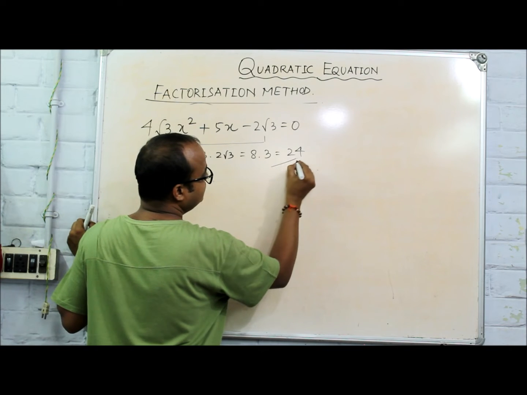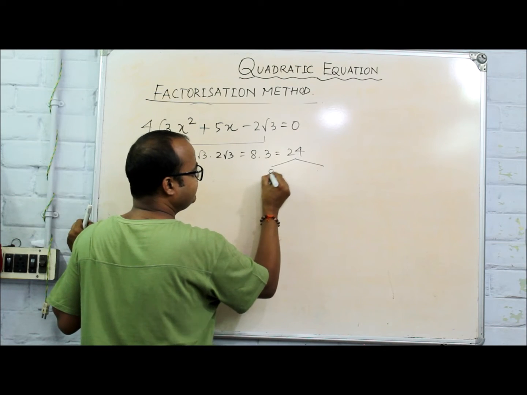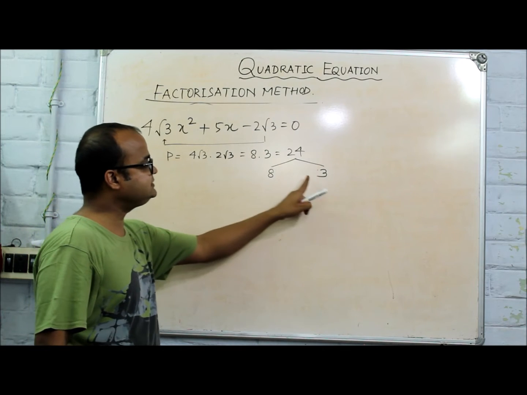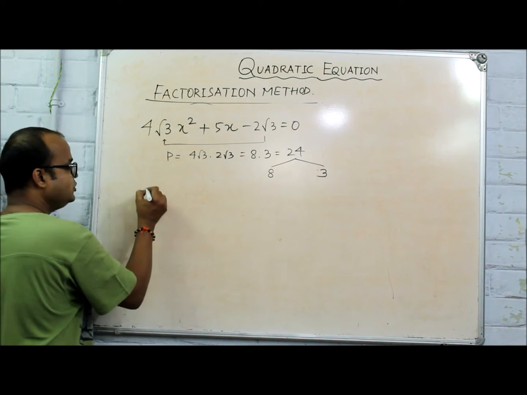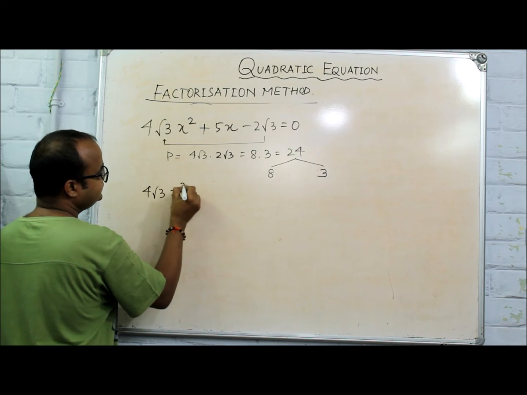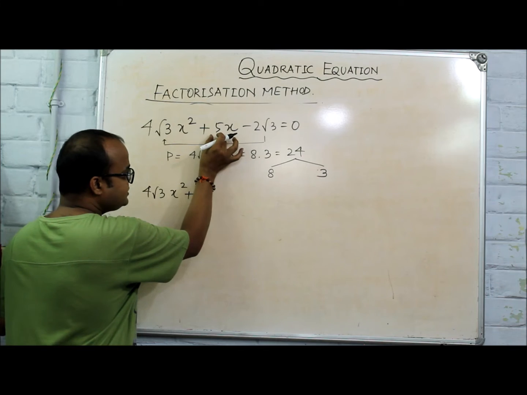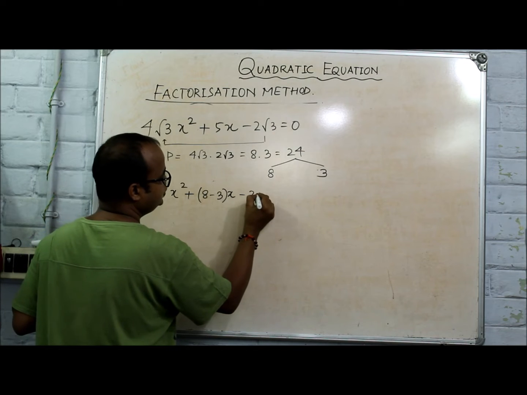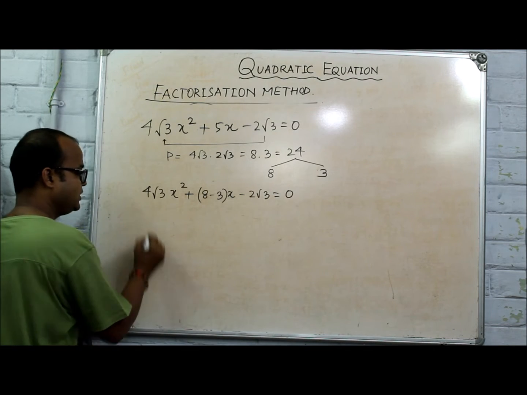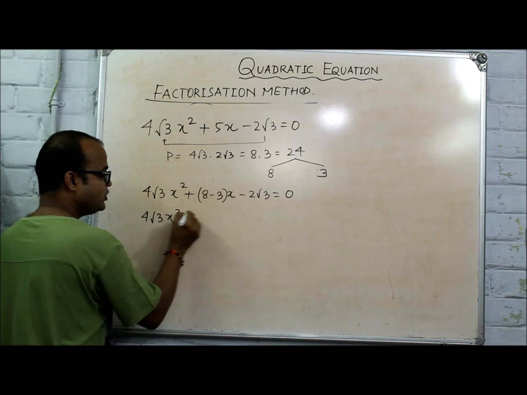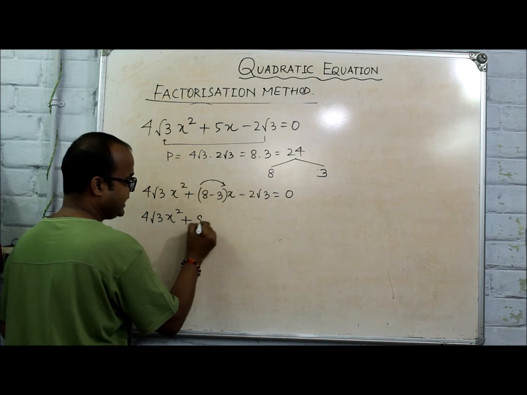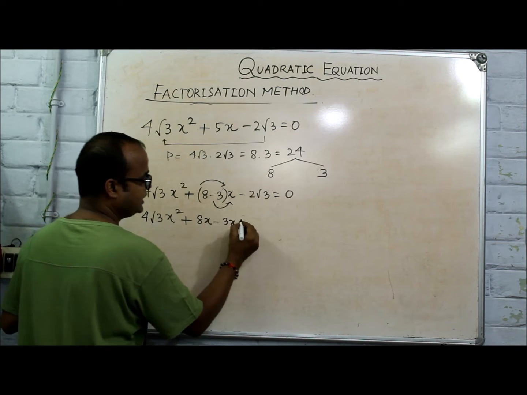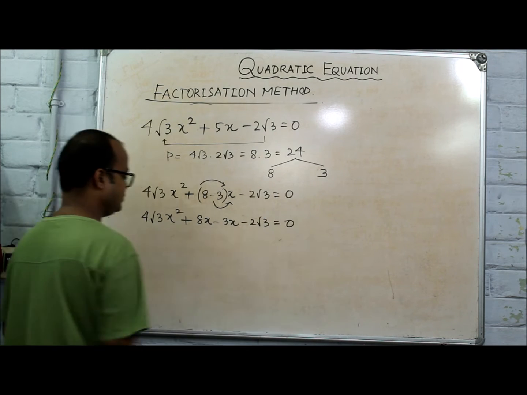So 24 can be divided into 8 into 3, 24, and 8 minus 3 is equal to 5. So 4 root 3 x square plus, in place of 5 we write 8 minus 3 into x minus 2 root 3 is equal to 0. So 4 root 3 x square, we open up this bracket, plus 8x minus 3x minus 2 root 3 is equal to 0.